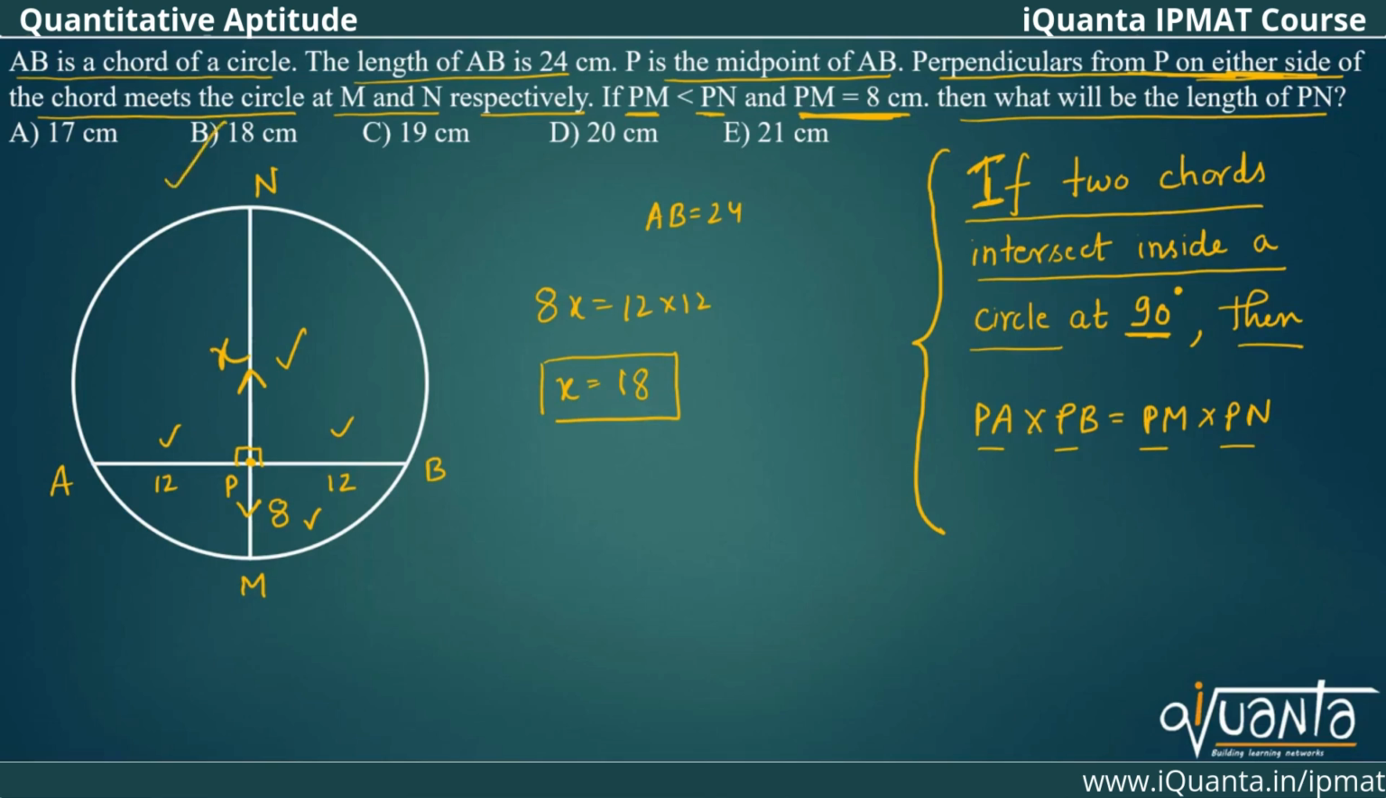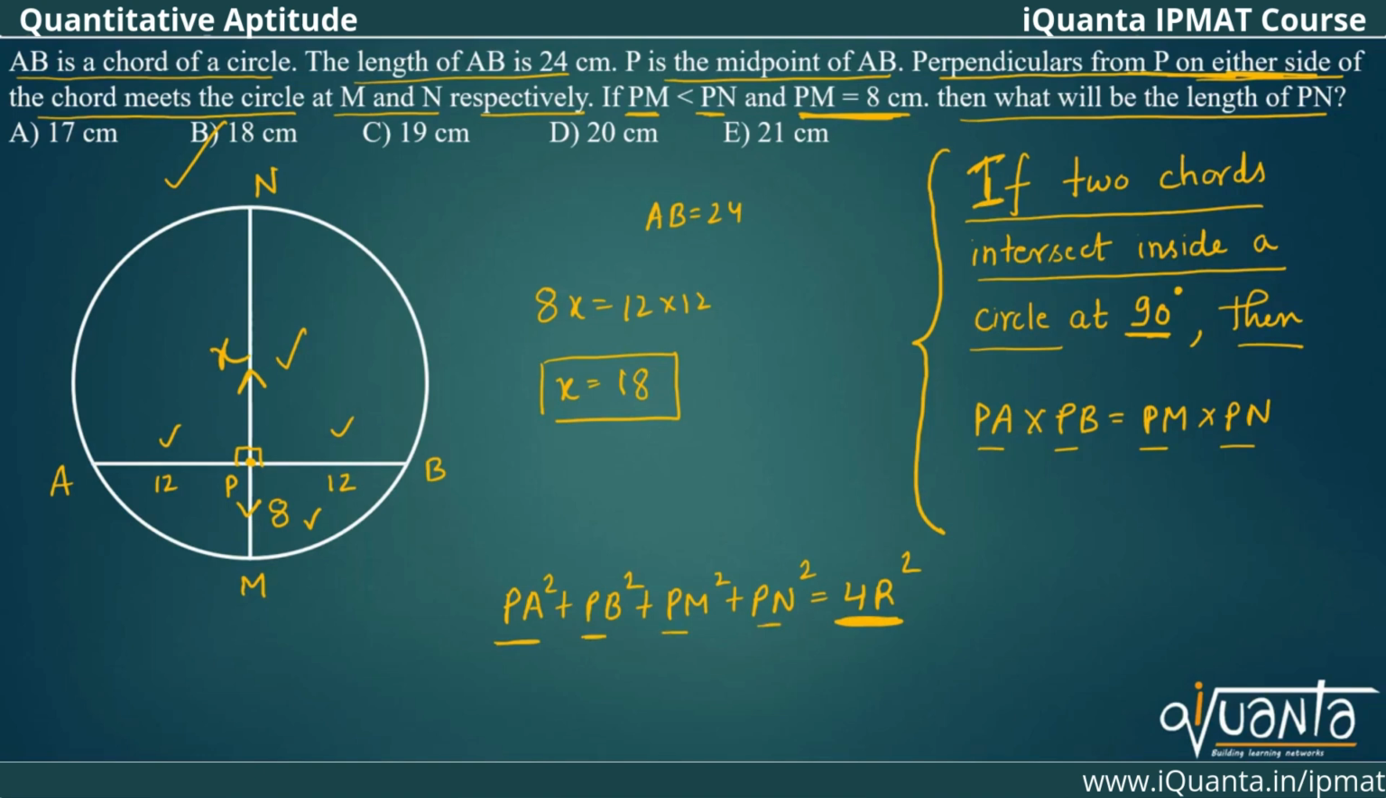Option B will be the correct answer. So this was very easy if you know the rule. There is one more rule for the similar case when the chords are intersecting at 90 degrees inside the circle. That will be useful when you need to find out the radius. PA square plus PB square plus PM square plus PN square is equal to 4 into R square, where R is the radius. And you already know the length of PA, PB, PM and PN.